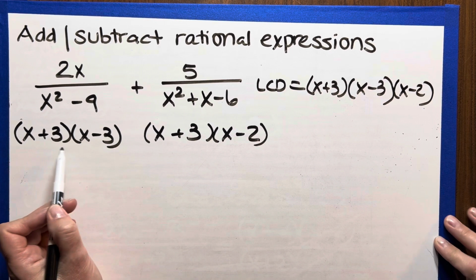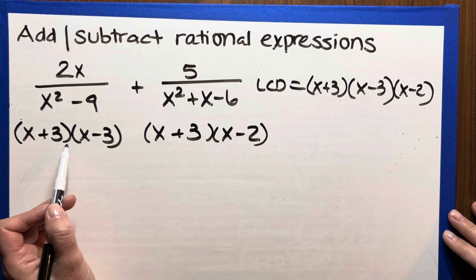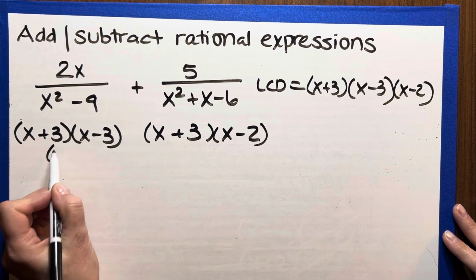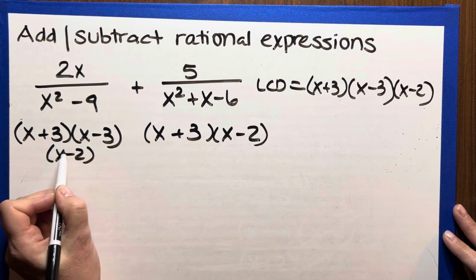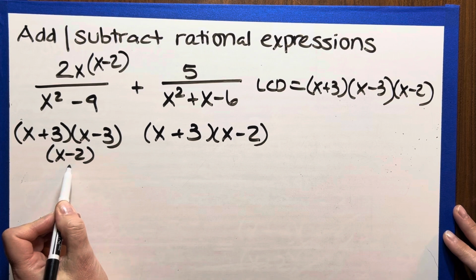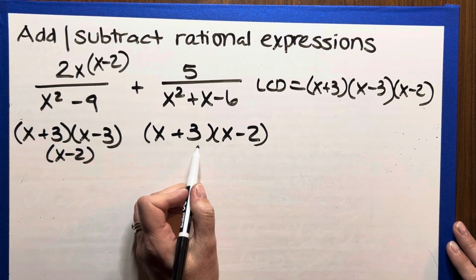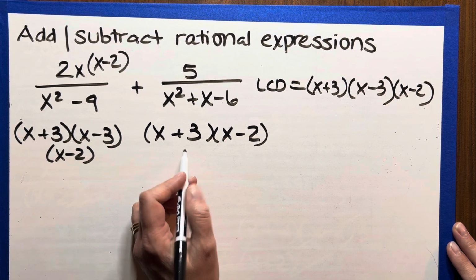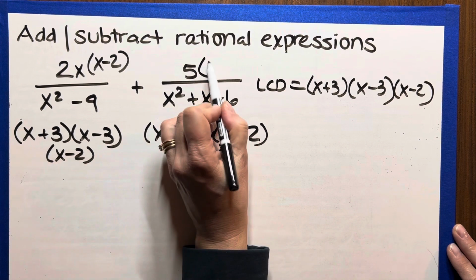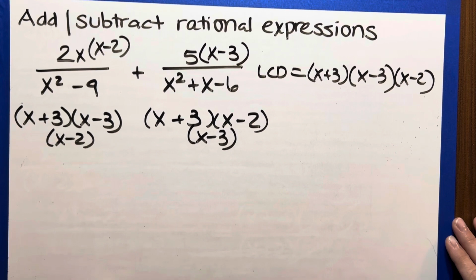Now I'm going to look to see what is lacking in each of the denominators, and that's what I need to multiply each of these by. So in this first fraction, it doesn't have the x minus 2 in the denominator, so I'm going to multiply that in the numerator and denominator to make it stay an equivalent fraction. In my second fraction, it is lacking the x minus 3, so I need to multiply that also in the numerator and denominator to keep it an equivalent fraction.